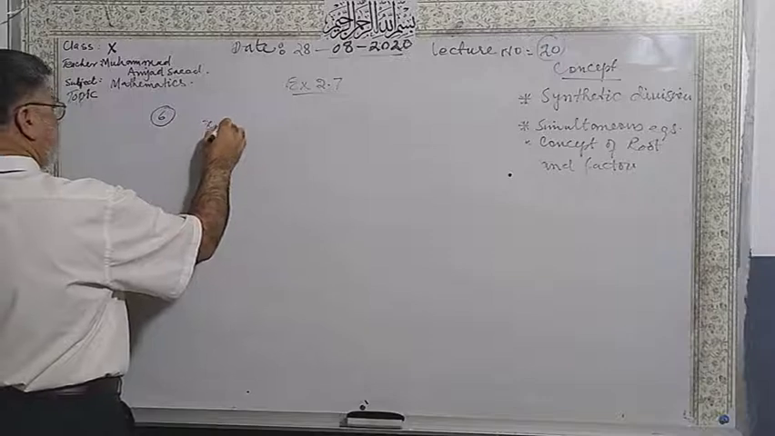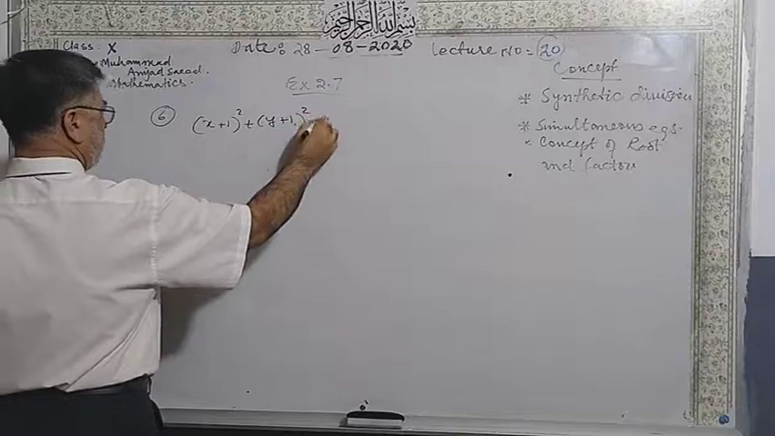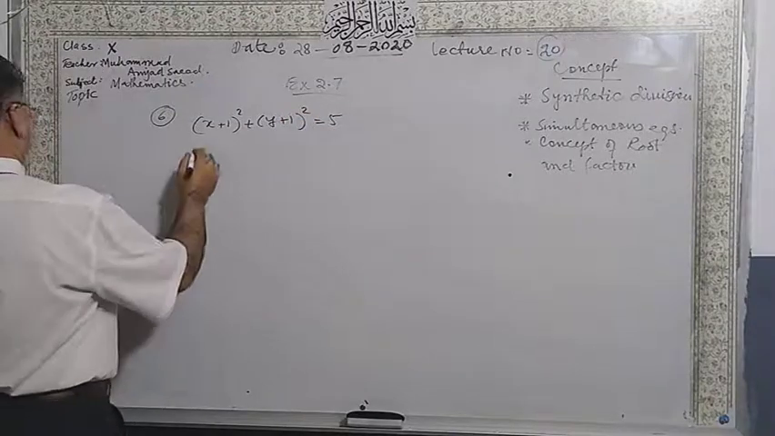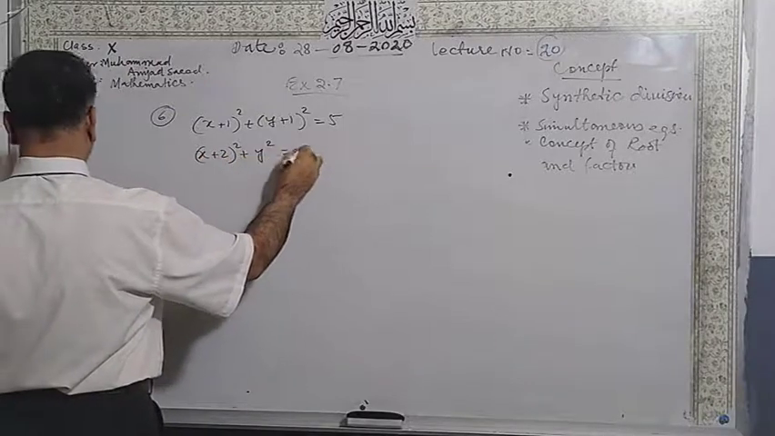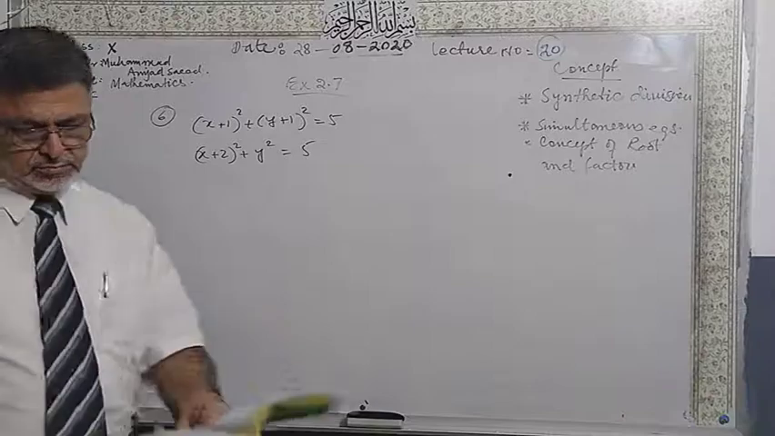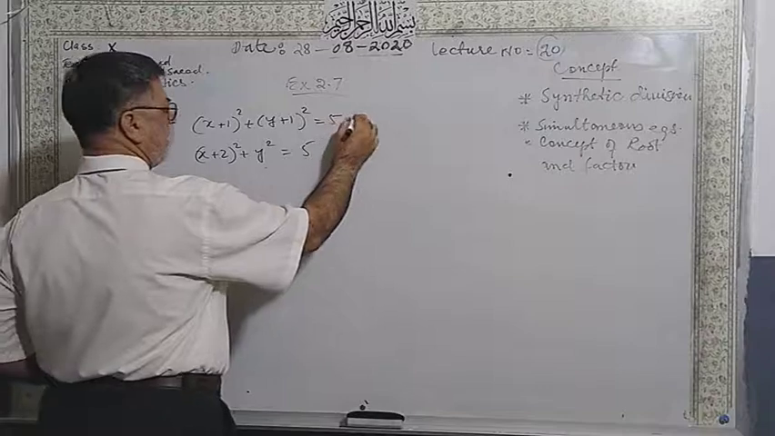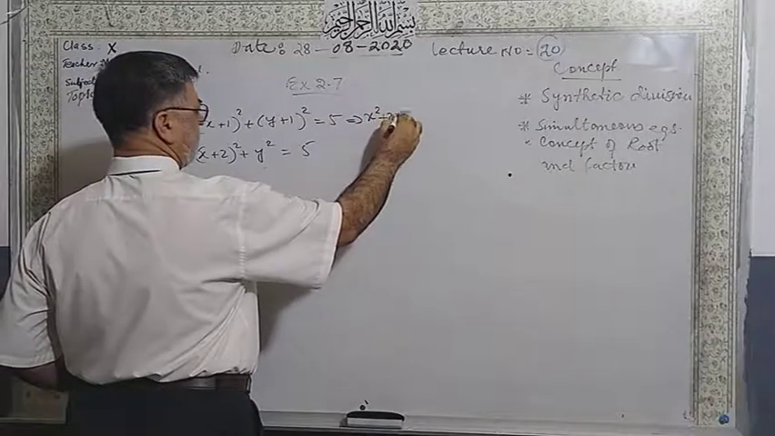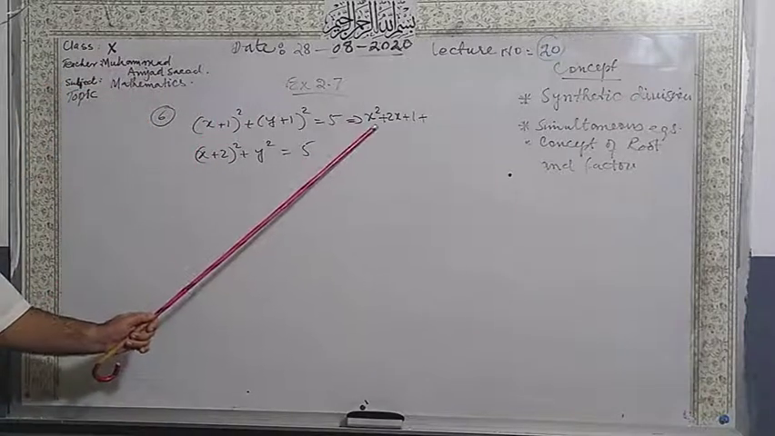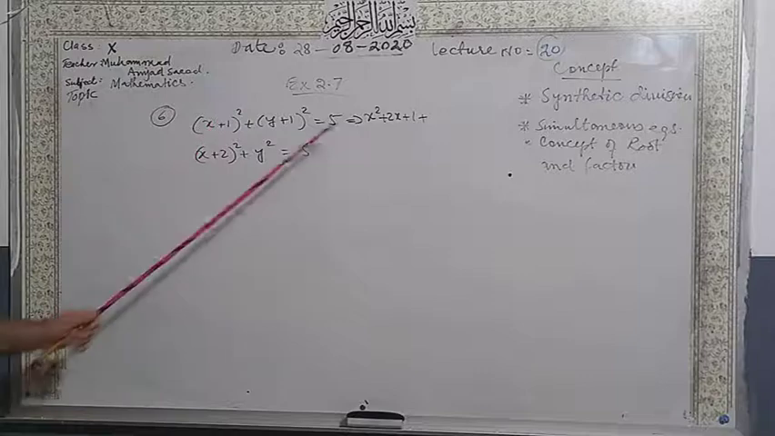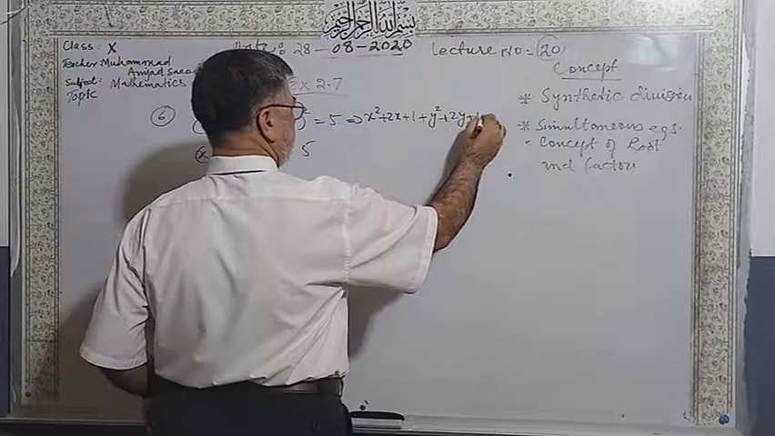Question number 6. x plus 1 whole square plus y plus 1 whole square is equal to 5. Here is x plus 2 whole square plus y square is equal to 5. We will open up the square formulas. Here we can have x square plus 2x plus 1. Remember that x plus 1 whole square is this one: first square plus 2ab plus second square. Similarly, y square plus 2y plus 1 is equal to 5.